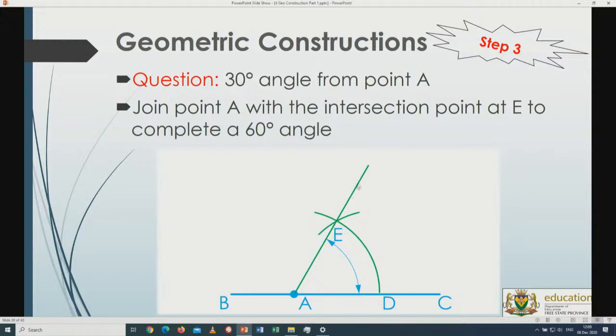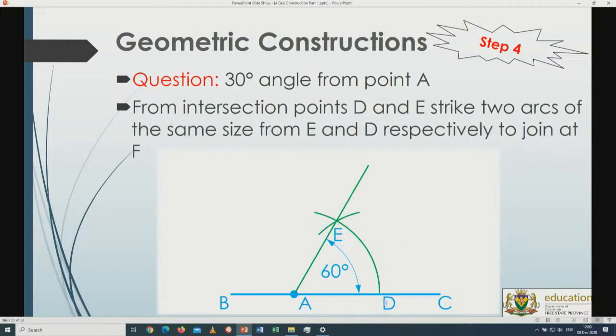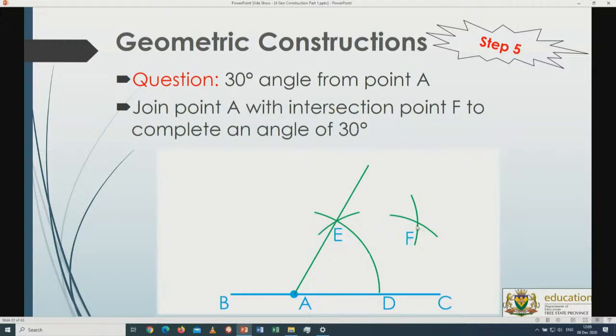Can you see the line quality? It's not the end product yet. It's asking for 30 degrees. That's the question. So I bisect this angle of 60 degrees by striking an arc from D outwards and from E outwards to get the intersection point, and join a line from A towards the intersection point that I've created there. That will give me 30 degrees, half of 60 degrees. So therefore we can now easily find the 30 degrees as well.